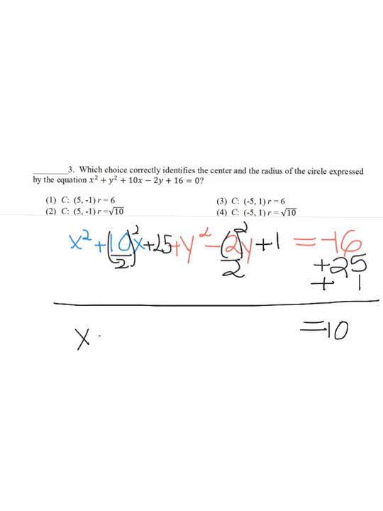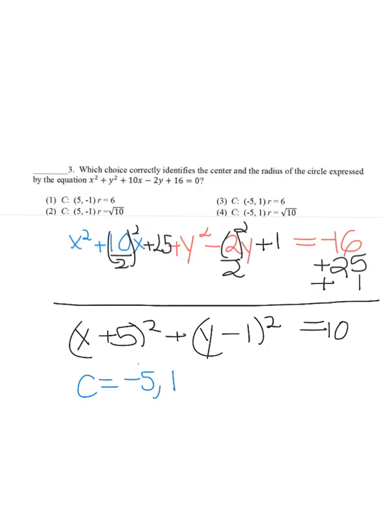So written as one factor, we get x plus 5 squared plus y minus 1 squared. So that tells us the center is equal to negative 5, comma 1, and the radius is equal to the square root of 10. And that is defined in choice 4.